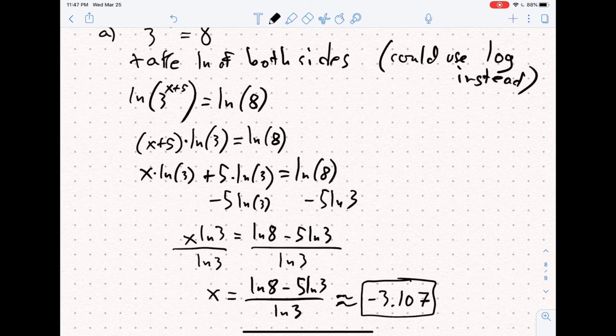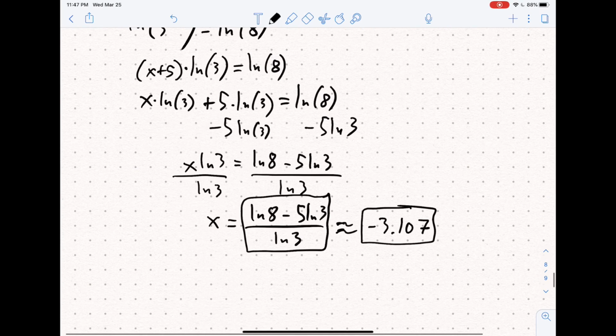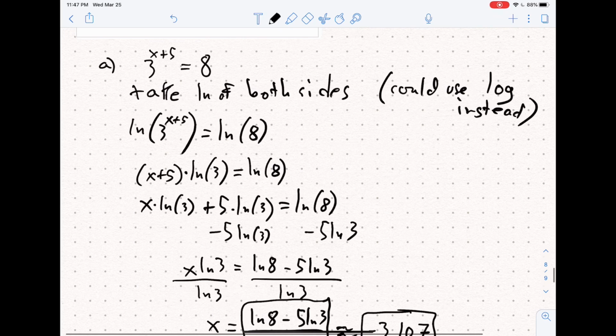If you want an exact value for x, this is the shortest way you can write down the exact value for x, I guess. Maybe you could simplify it a little bit. But this is what we're looking for. x equals negative 3.107. And that is the number that, if you put it in for x, will make this equation true.